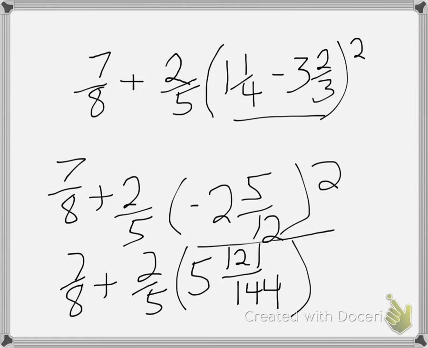Now I'm running out of room on my page. So I get 7/8 plus, and this came out to be 2 and 121 over 160. Everyone get that? I just multiplied 2/5 times this. And then the last thing we do is add 7/8 to that. Can you read it? And then my final answer, and I'm just going to write it off to the side here, is 3 and 19/90.